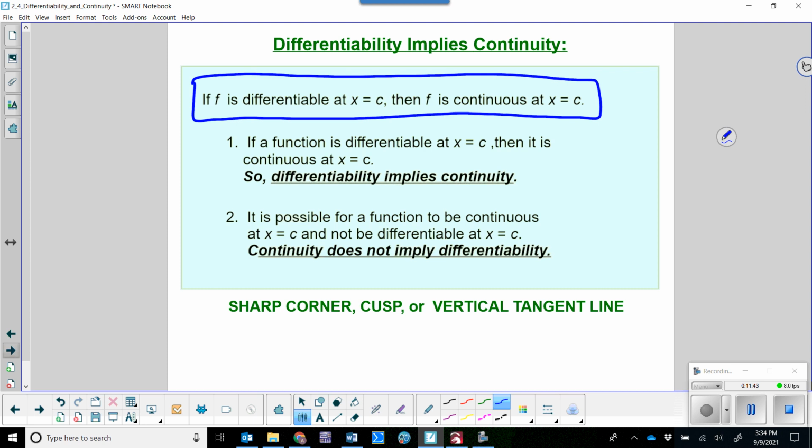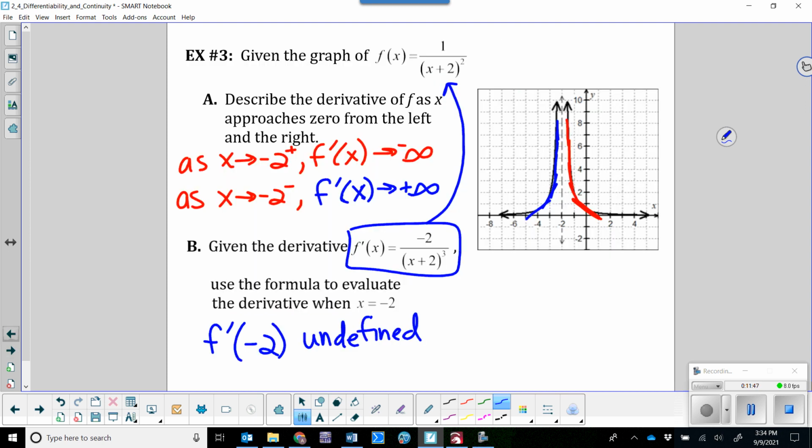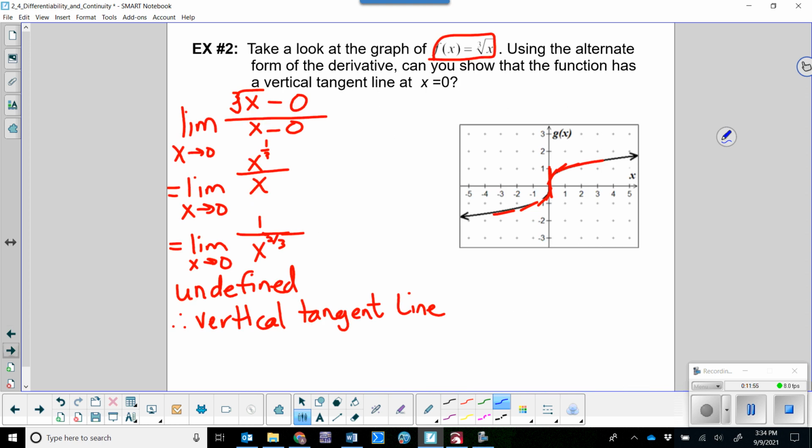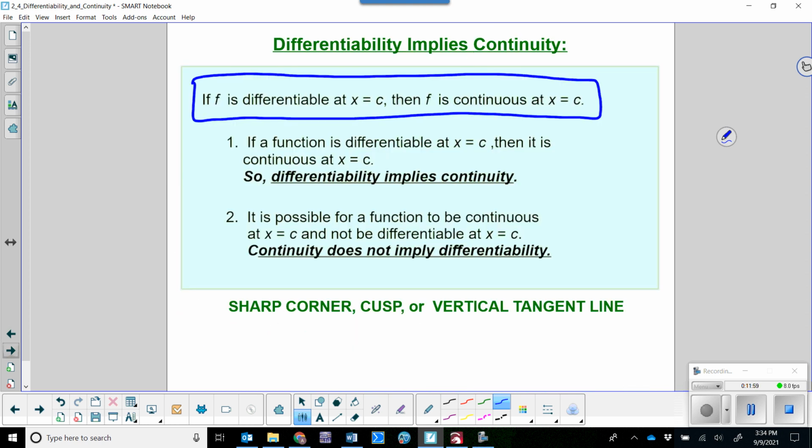Differentiability implies continuity. But it is absolutely possible, hence the first 2 examples, for a function to be continuous, like this one was at x equals 1, and this one at x equals 0. They're continuous there, but they are not differentiable. Okay, so continuity does not imply differentiability. It's possible that the derivative exists, but not necessarily the case.